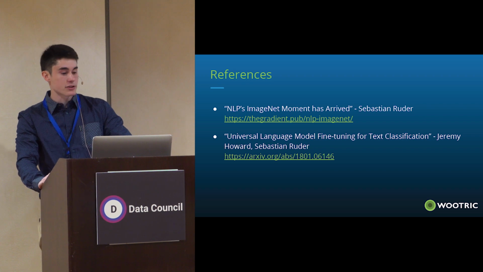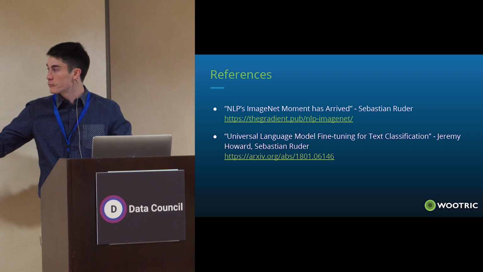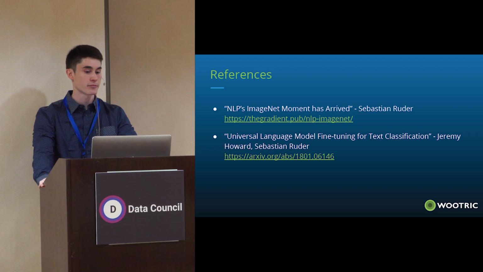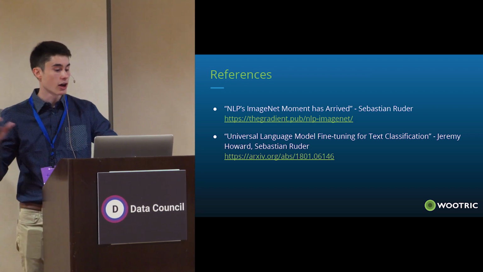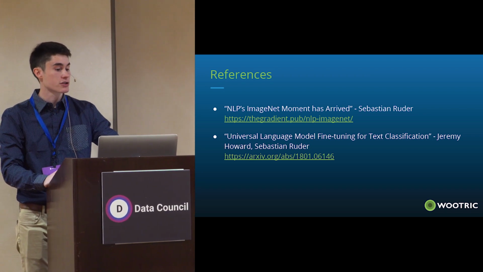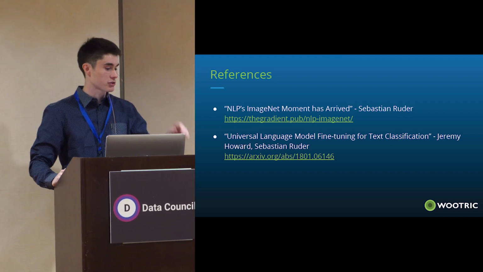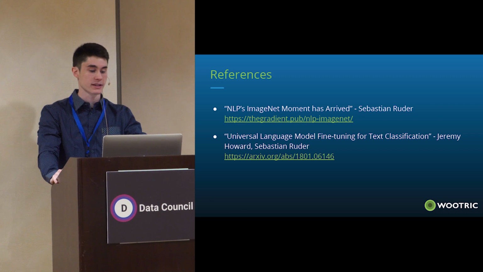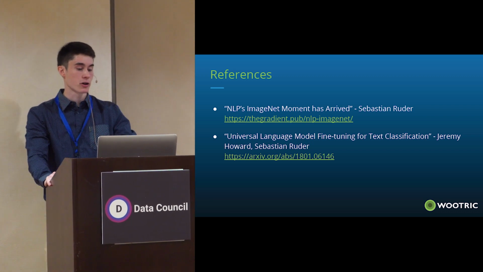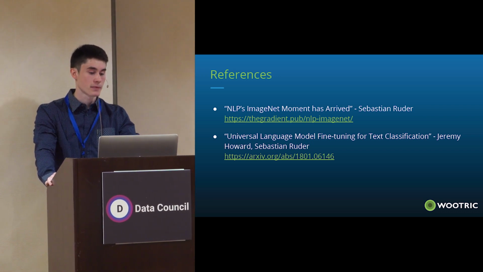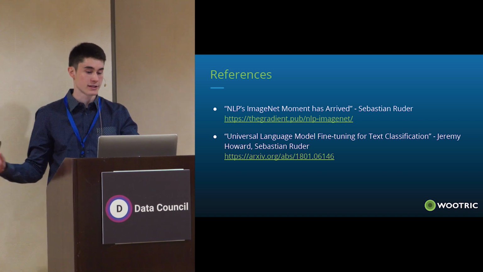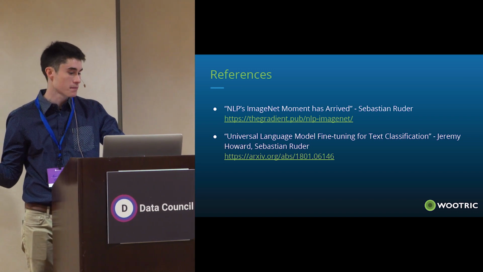And yeah, here are some references. So the paper I mentioned before, NLP's ImageNet Moment has arrived by Sebastian Ruder. And the paper that actually turned us on to this method of transfer learning a year ago when we implemented it was Universal Language Model Fine-Tuning for Text Classification. Both of them are great reads, and I would very much recommend reading those.